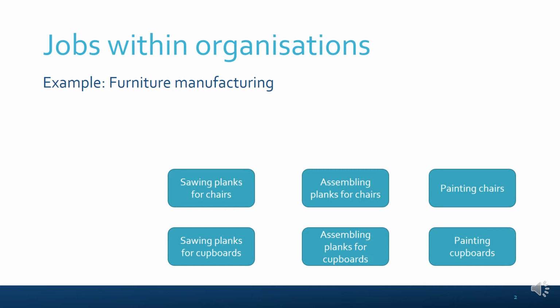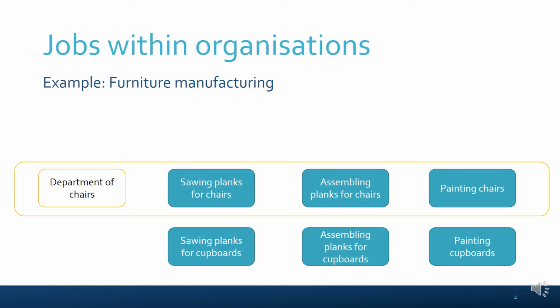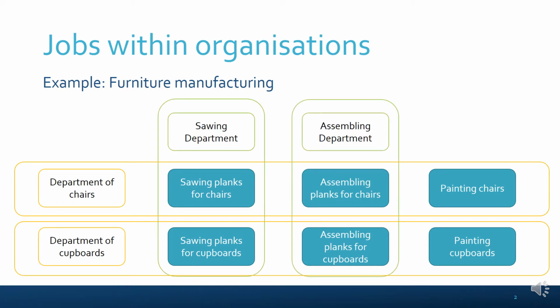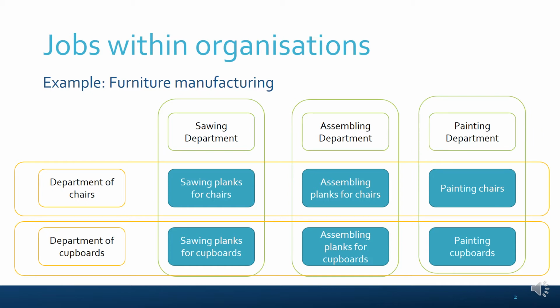Well, on one hand, the company can choose to make a department in which the sawing, assembling, and painting of the chairs gets done, and another department which makes the cupboards. On the other hand, the company can choose to make a department in which the sawing gets done, the furniture gets assembled, and another department that takes care of the painting. It may not come as a surprise that the way in which tasks are organized leads to different jobs.